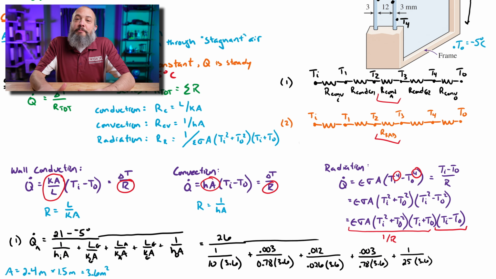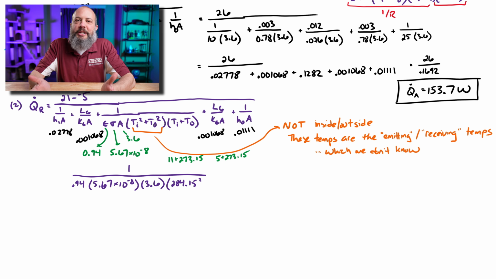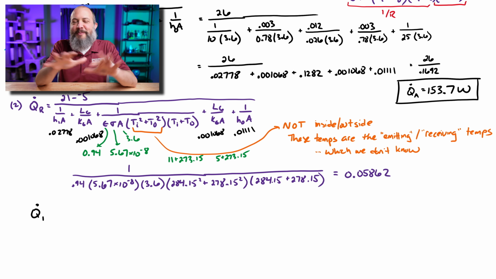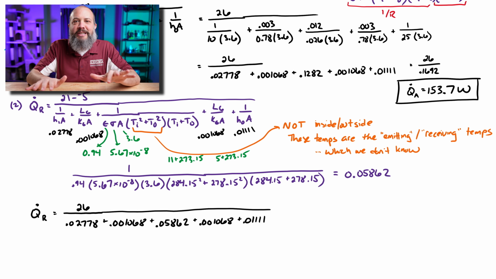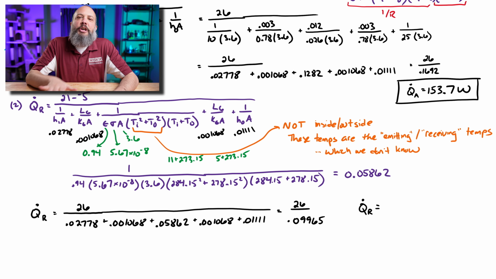So I convert these temperatures to Kelvin, 284 and 278, and get a thermal resistance for radiation, after some calculator work, of 0.058. And plug that into the numerator of my big term as the center resistance of my 5 resistors in series. And I get a combined thermal resistance now of about 0.099. And that gives me a value of Q dot of 260.9 watts.